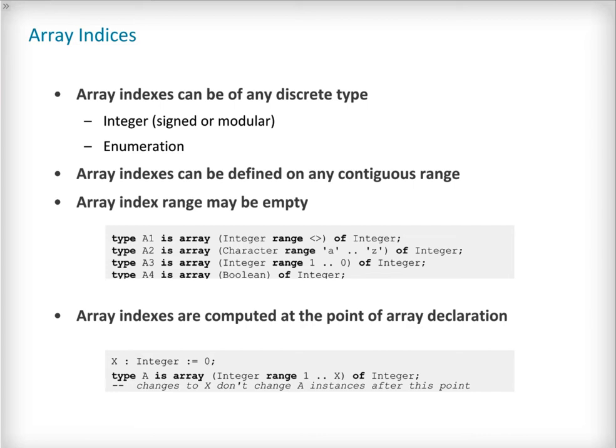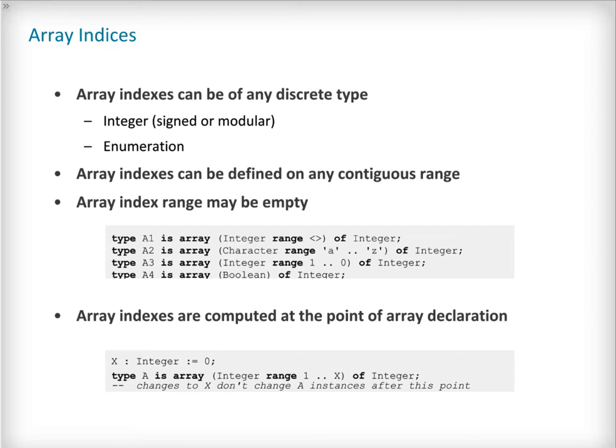If you look at the first box, for example here, you can see 4 different array types declaration with different indexes, all of them containing integer. The first one is one that we saw already. A1 is an array indexed by integer, and I don't provide any specific boundaries for the type. A2 is an array indexed by character, and in this case I have provided specific boundaries from character A to character Z.